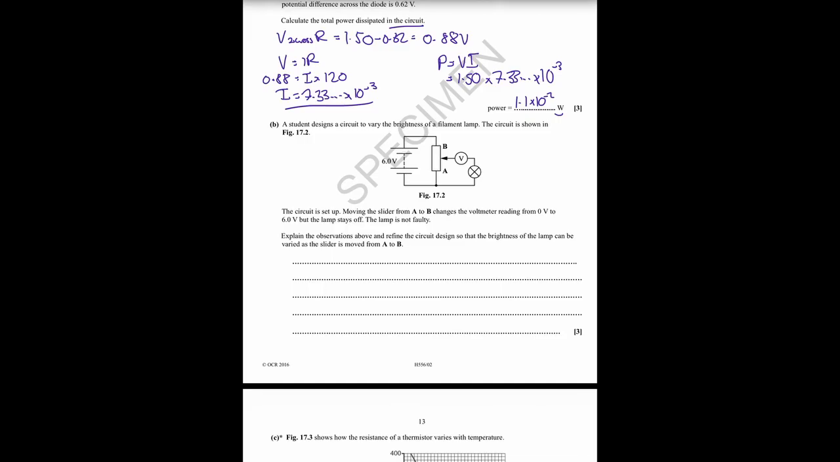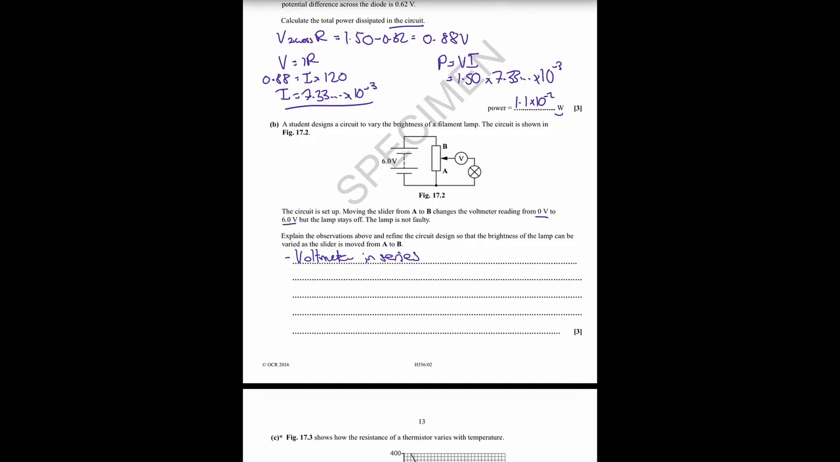So it does change the reading from 0 to 6 volts, that potentiometer circuit, but the lamp stays off, and the lamp isn't faulty. Basically, it's saying there's something wrong with the circuit. So what is wrong with the circuit? Is there anything that stands out to me? Yeah, there is, and hopefully it stood out to you as well. That voltmeter is in series when it should be in parallel. So I'm going to say that the voltmeter is in series, it should be in parallel.